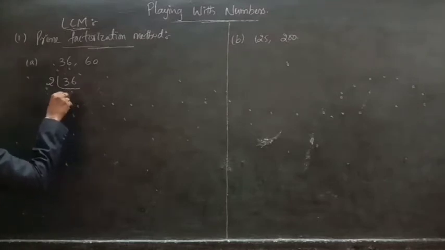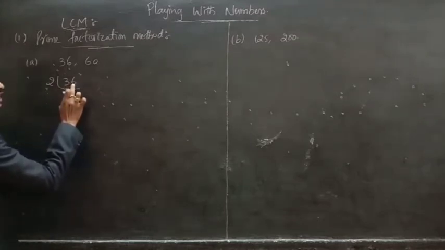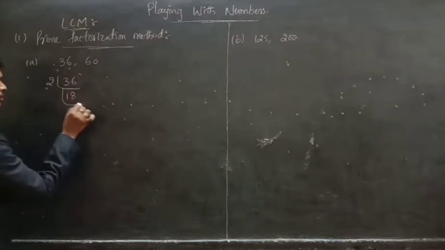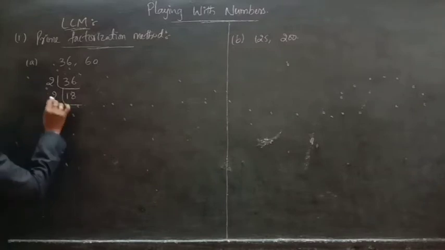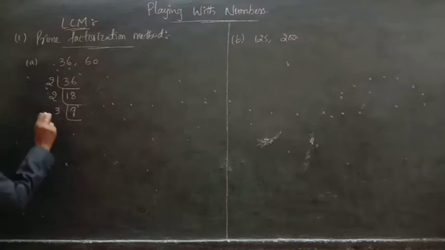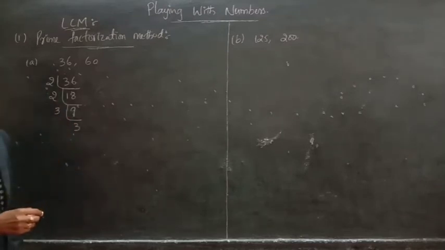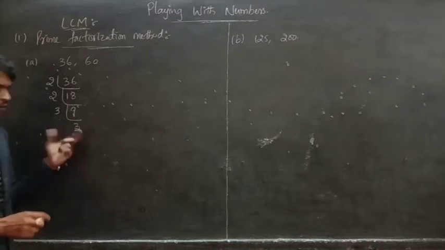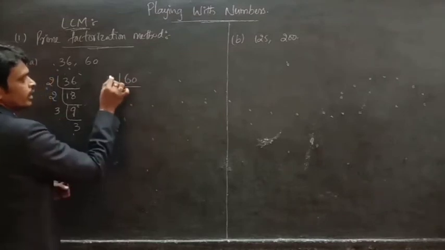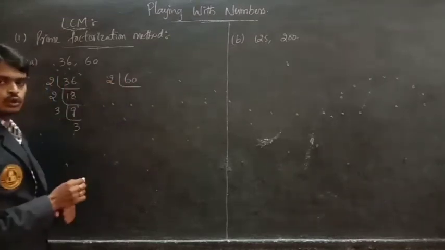2 ones are 2, remaining 1, then 16. 2 eights are 16. And again divide with 2: 2 nines are 18. Again, it will not go in the 2 table, so go with the next prime number, 3. 3 threes are 9. Can we factorize more? No. Next, 60. Go with the least prime number, 2.